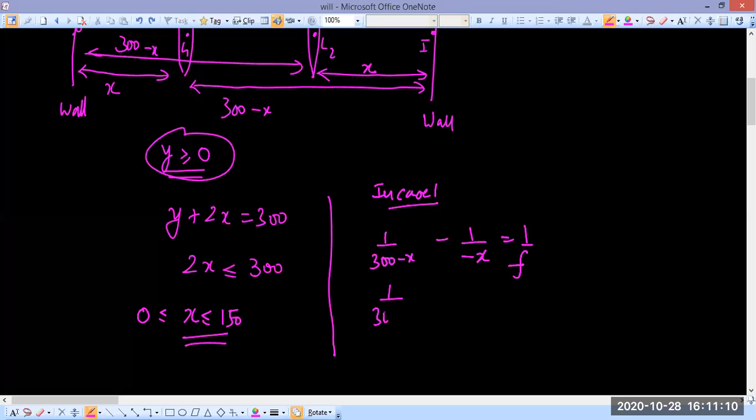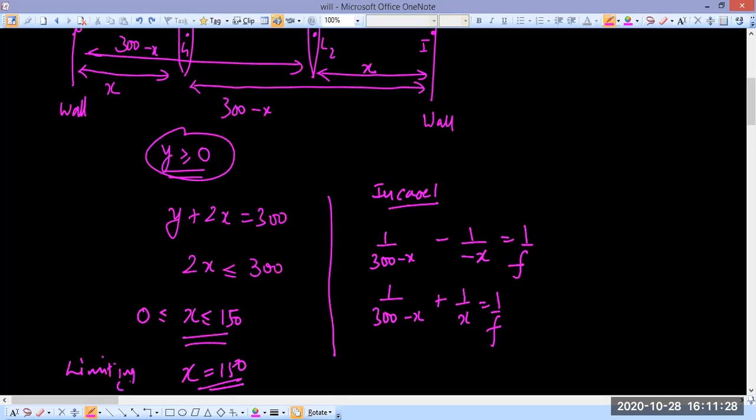So here we get this equation. Like I was telling you, we just have to put the value. The limiting case is x equal to 150, right? The limiting case, or the case where you would get the largest focal length possible. So if you just put x equal to 150 here, only this much will remain.